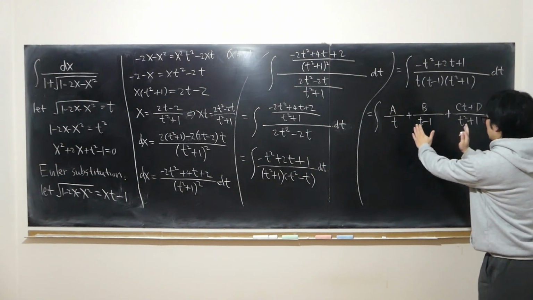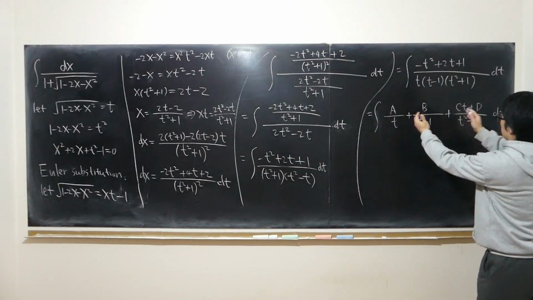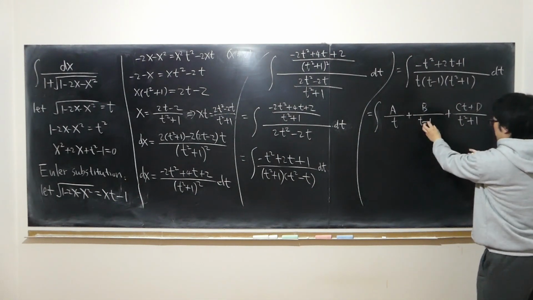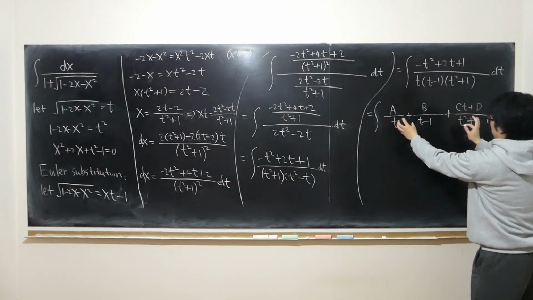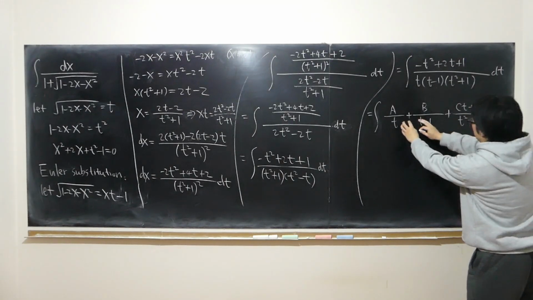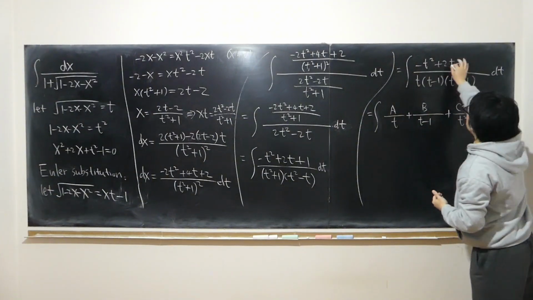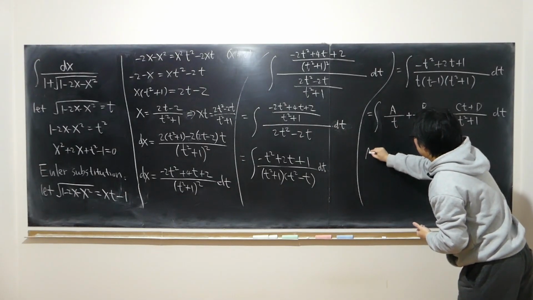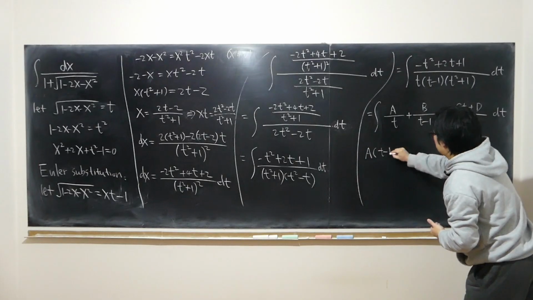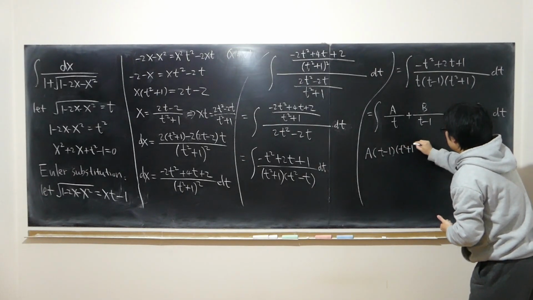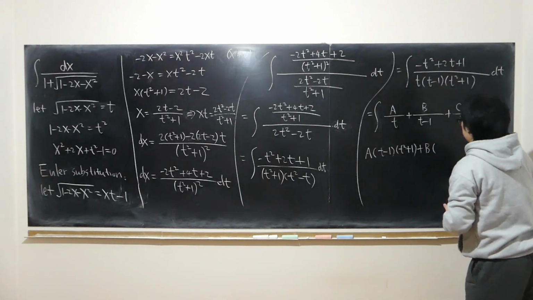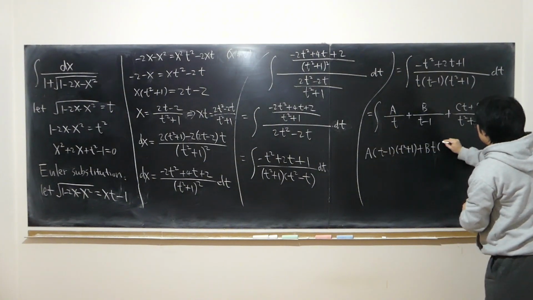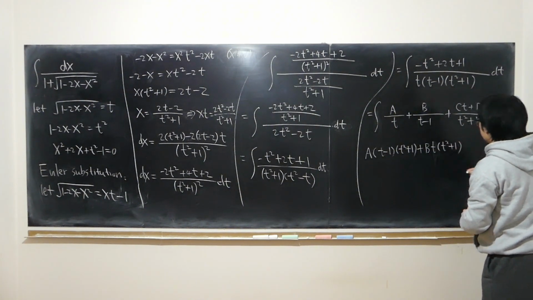So they have a common denominator. When you combine them all together, a should multiply by these 2 terms, b should multiply by these 2 terms, ct plus d should multiply by these 2 terms. Then they add up to this term. Like I said, a times this term, b times this, so bt times t squared plus 1.